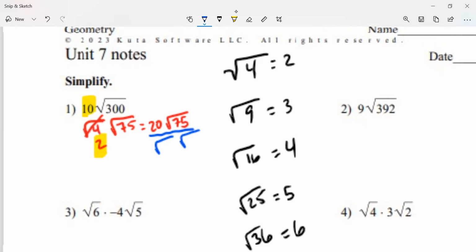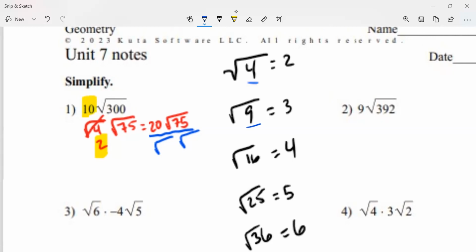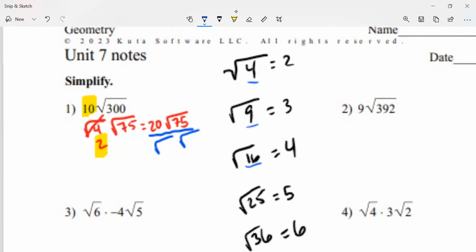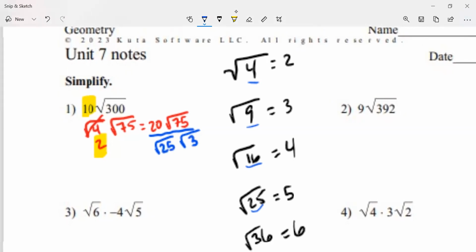Doesn't work either. 75 divided by 16. Notice I'm dividing by my perfect squares, right? I divided by 4, divided by 9, divided by 16. No, it doesn't work. How about divided by 25? 75 divided by 25 is 3. So I'm going to break this as 25 times 3.